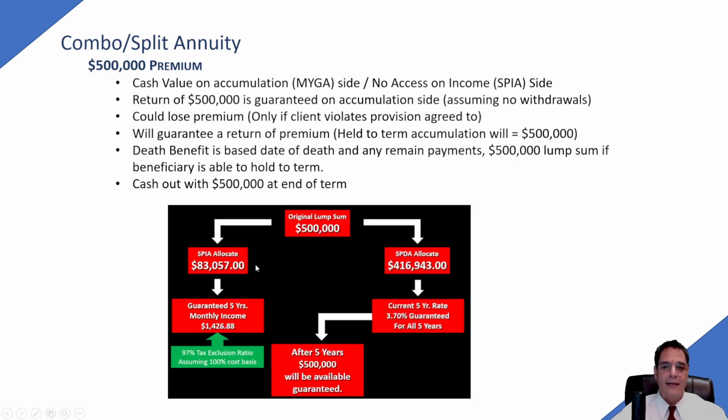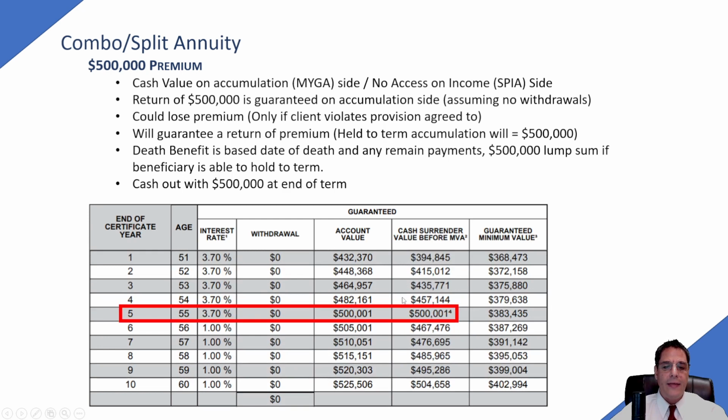So here's a look at the split, right? You have the $500,000 going in. $416,000 is dedicated to the MIGA side, and it'll grow back to $500,000. But let's say you invaded this MIGA side in the third year. Then you'd see in the third year here, this MIGA side could have a cash value of only $435,000, or if there's a huge market value adjustment because you're breaking the deal early, get as little as $337,000 back right there, right?